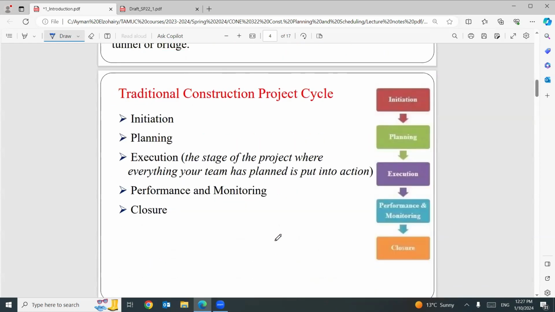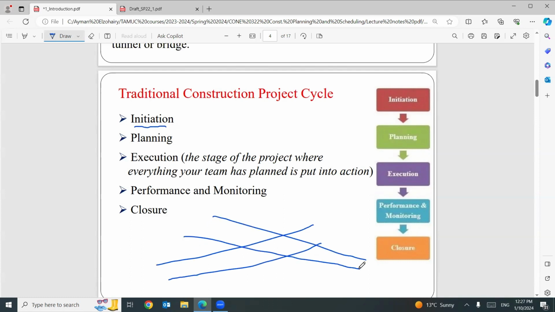For any traditional construction project, we have cycles. First of all, we have initiation. We have an idea about the project. For example, we have a highway intersecting with another highway. So the idea, the initiation: we need to construct a highway bridge at this intersection, or we need to construct a tunnel at this intersection. So we have initiation, we have a problem, and we have an idea about the project. Then we will start from this.